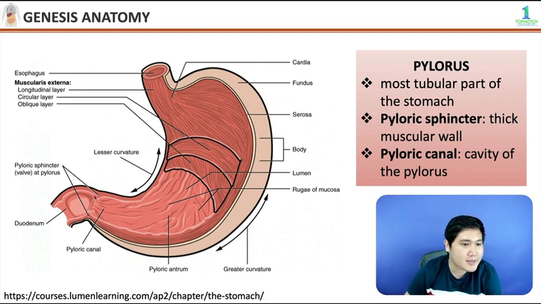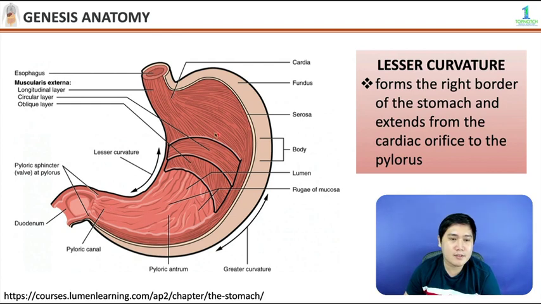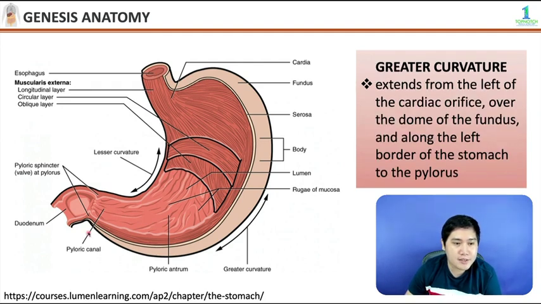It is guarded by a circular muscle known as the pyloric sphincter. It is an anatomic and physiologic sphincter. And the cavity within the pylorus is the pyloric canal. The borders: you have the right border, here, that is the lesser curvature. The left border is the larger border. That is your greater curvature.